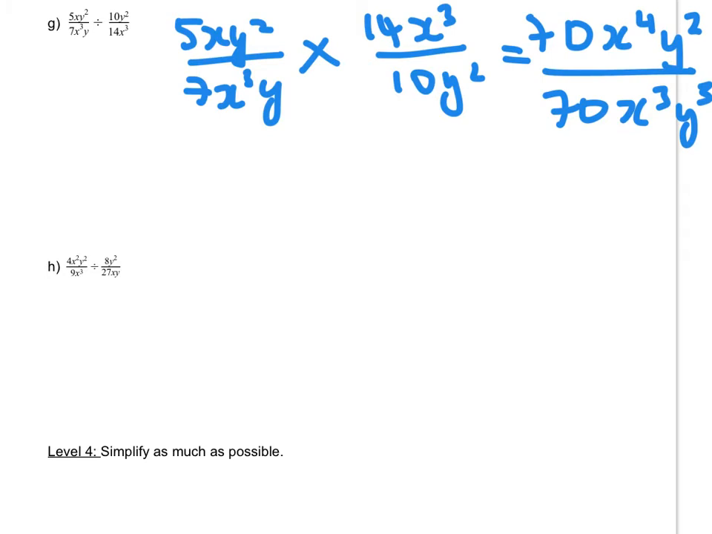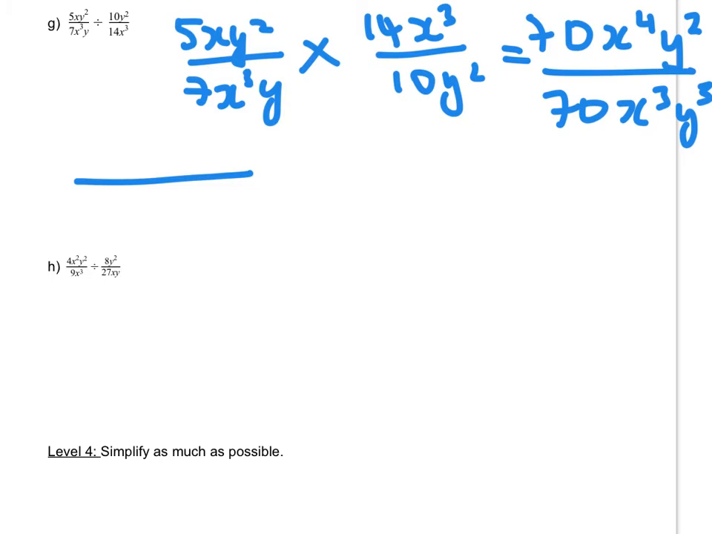Okay, so now let's have a look. If we were to expand it out, just imagine expanding this. You would have 70 and 4 x's and 2 y's on top. And on the bottom you'd have 70, 3 x's and 3 y's. So let's look at how it would work. The 70 and the 70 will cancel out, so they're both gone.